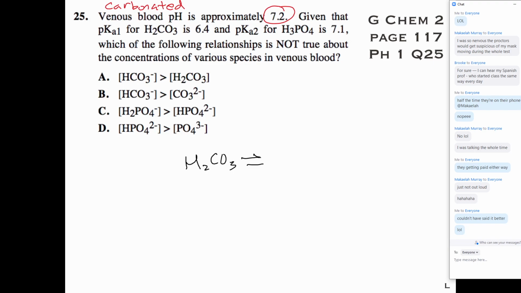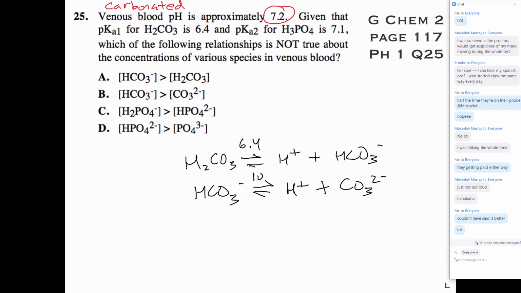H2CO3 going to H+ plus HCO3 minus. pK1 is 6.4. And pK2 is 10.8. So I'm tossing an extra one in, but it doesn't matter if you know it exactly. You just know that it's much higher than 7.2.